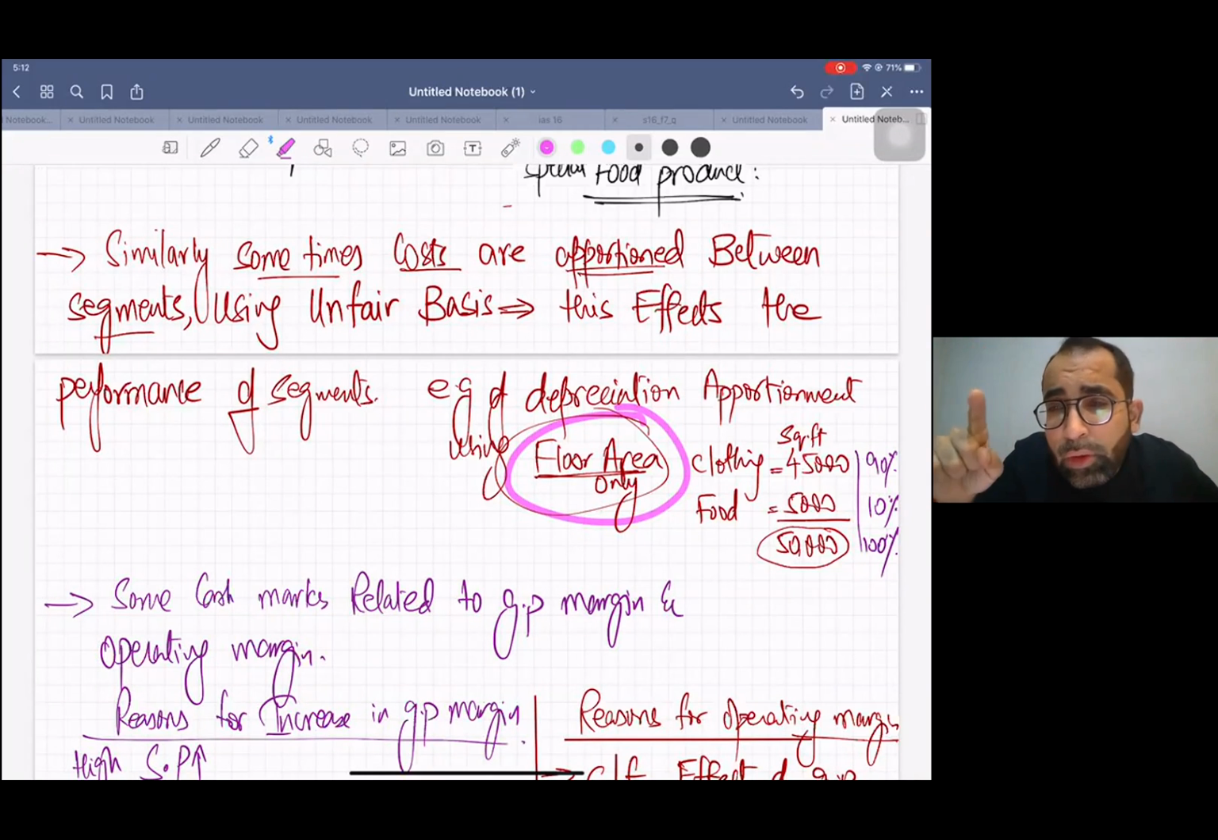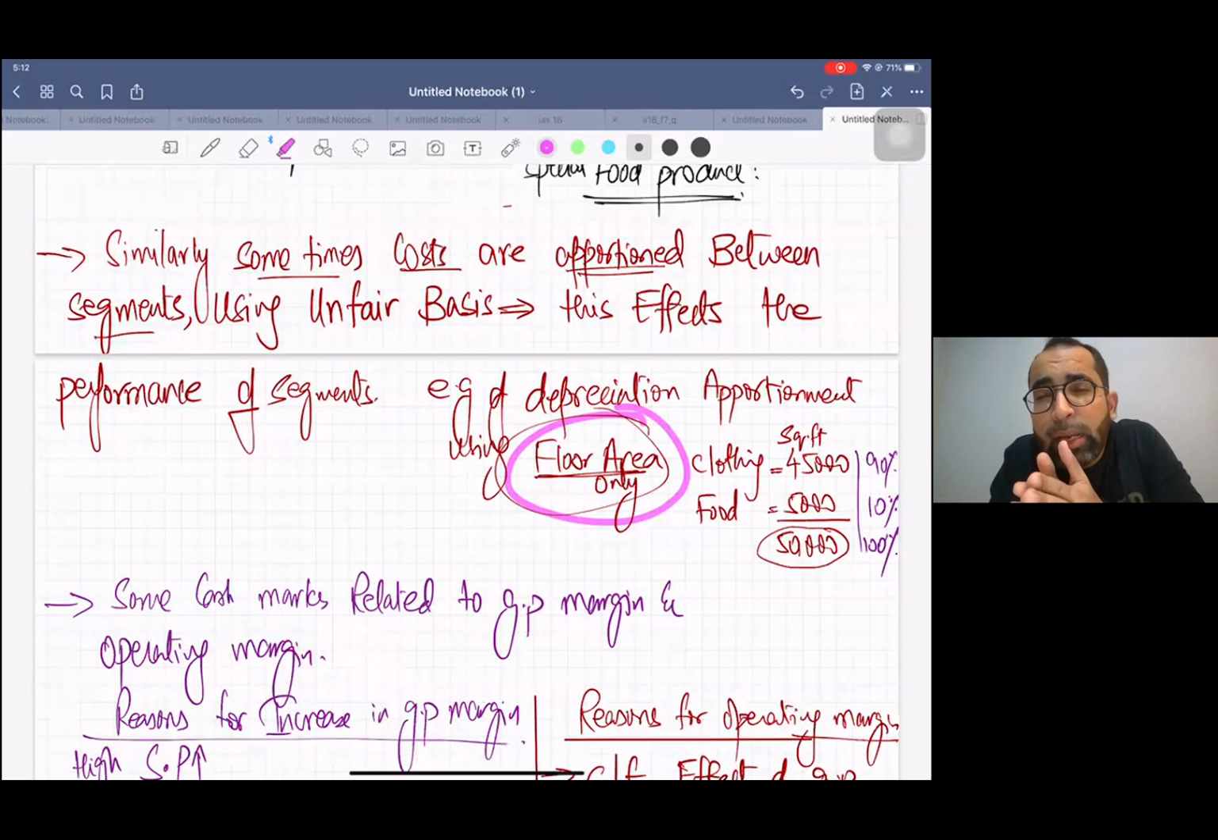Not getting? So what should be the real base? We should give more share of depreciation to the food sector and less share to clothing. But what base did we decide? We decided the base of floor area, which is a wrong base. So sometimes you need to challenge the basis on which they are apportioning the cost. That's why the results are different. That's why the clothing business is not looking good and the food business is looking very good. Okay, so that's the possibility.